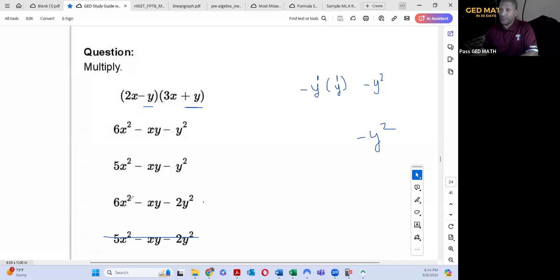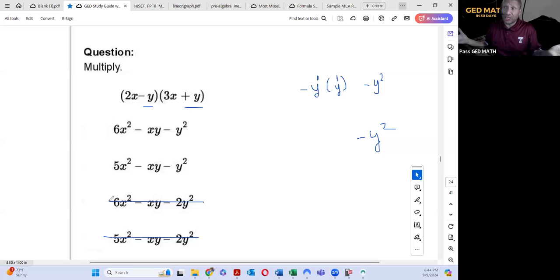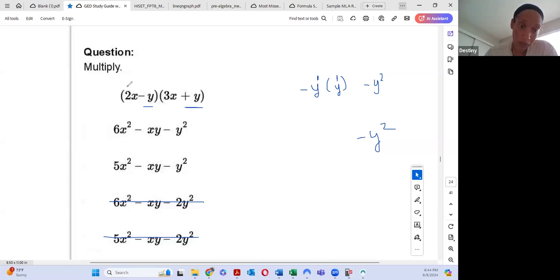I know it can't be d. I know it can't be c. So right away, I got rid of 2 just by knowing what the last term was. So even if you don't know how to do this problem, at least now you got a 50-50 chance, right? So let's do the problem all the way out.